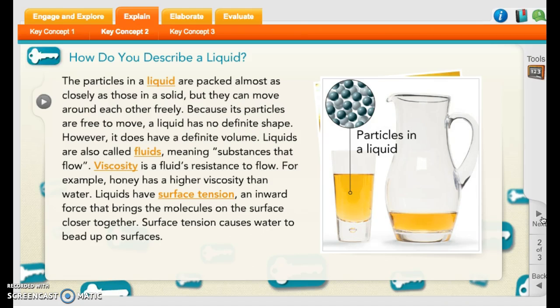Viscosity is a liquid's resistance to flow. Think about oobleck. Also, honey has a higher viscosity than water. Much easier to pour water than it is to pour honey, or oobleck for that matter. Liquids have surface tension, an inward force at the surface that brings molecules together. This is why you can float a boat on water. Or, pretty much anything.